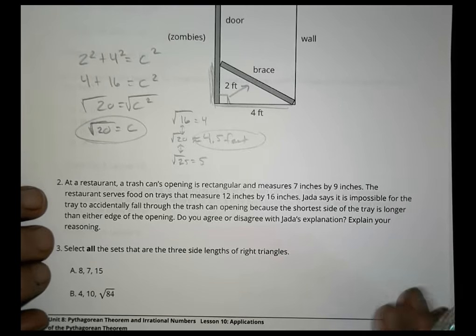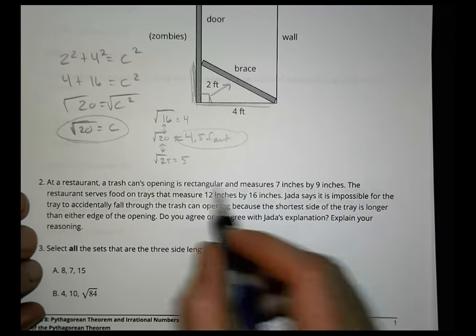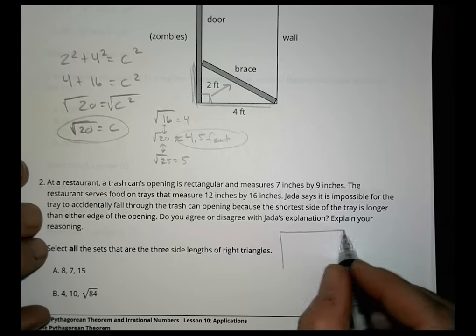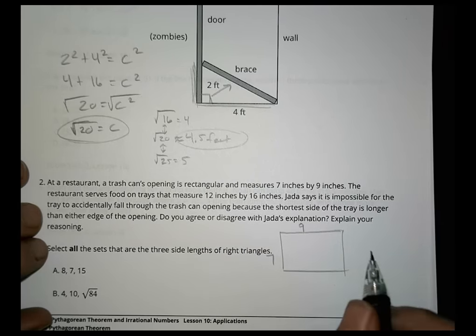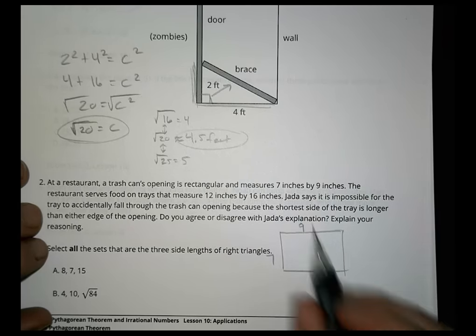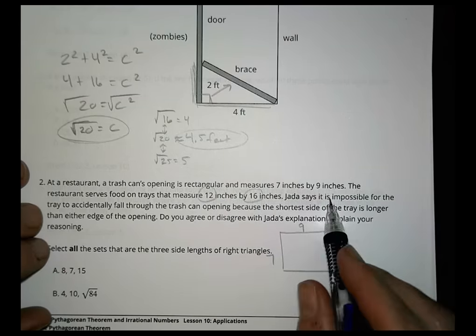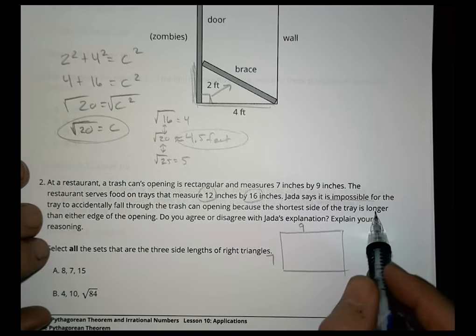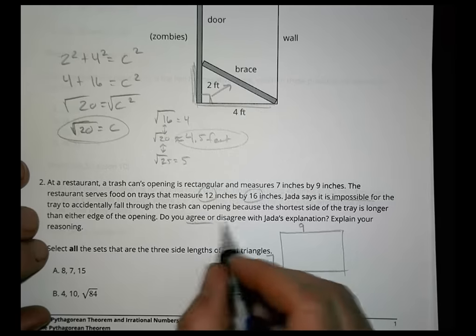All right. On our next one, at a restaurant, a trash can's opening is rectangular and measures 7 by 9 inches. So let's just draw this real quick for you. We have a 7 by 9 inch opening. The restaurant serves food on trays that measure 12 by 16. So 12 by 16. Jada says it's impossible for the tray to accidentally fall through the trash can because the shortest side of the tray is longer than either edge. Okay, do you agree or disagree?